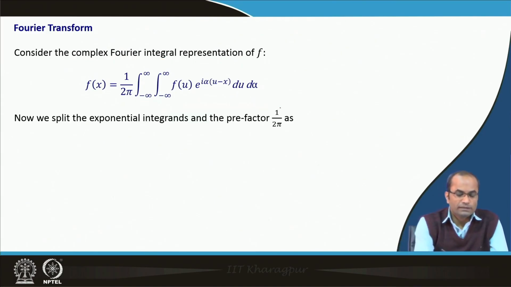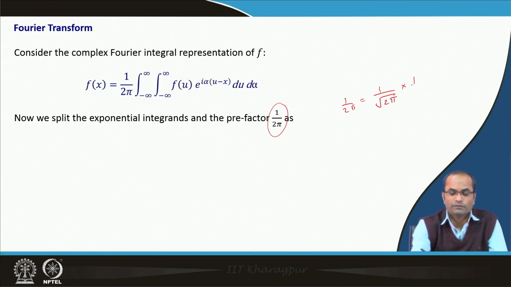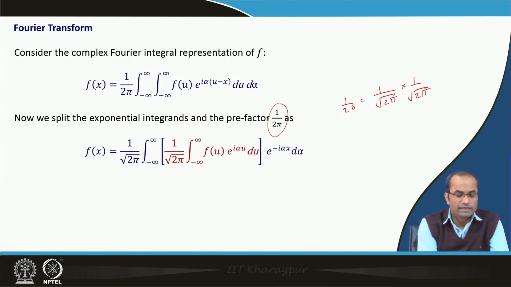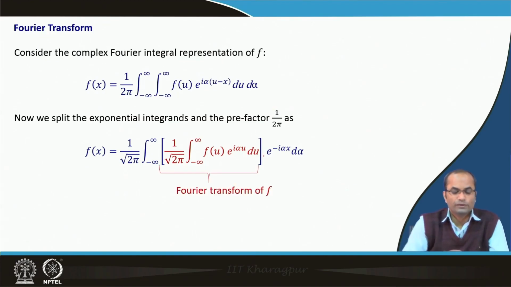Here we need to split this 1 over 2 pi into two. So 1 over 2 pi we write as 1 over square root 2 pi multiplied by 1 over square root 2 pi, and then one we keep with the inner integral and one with the outer integral as follows. So 1 over square root 2 pi with the outer one, which is over e power minus i alpha x, and then e power i alpha u is the inner one with f(u) and then du. Now we can introduce this Fourier transform.